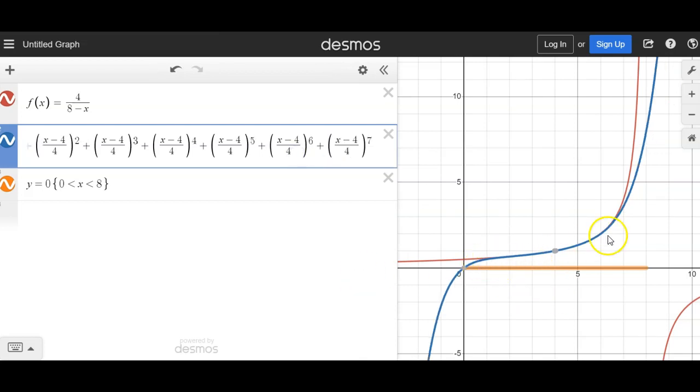So again, what you're seeing is less and less of the separation further and further out from that point (4, 1), that point of tangency. So you can see what basically has happened. The more terms we add here in this power series, the closer this polynomial hugs this original function.